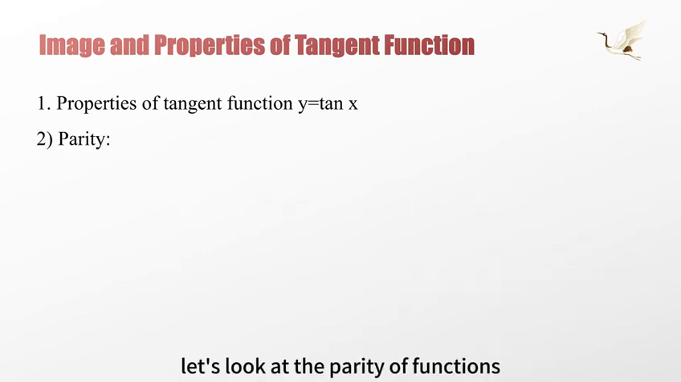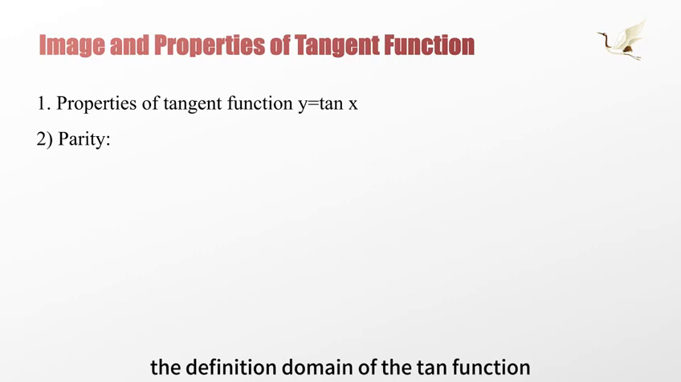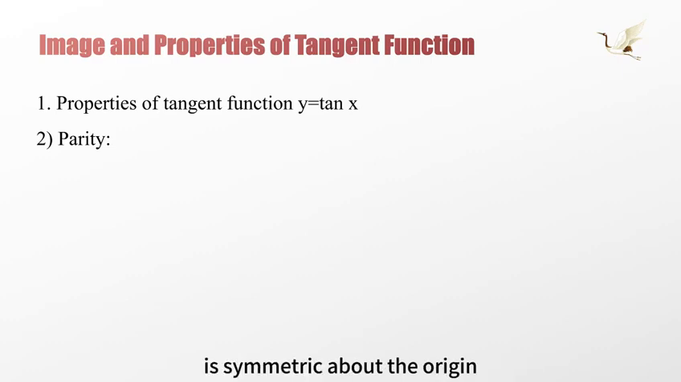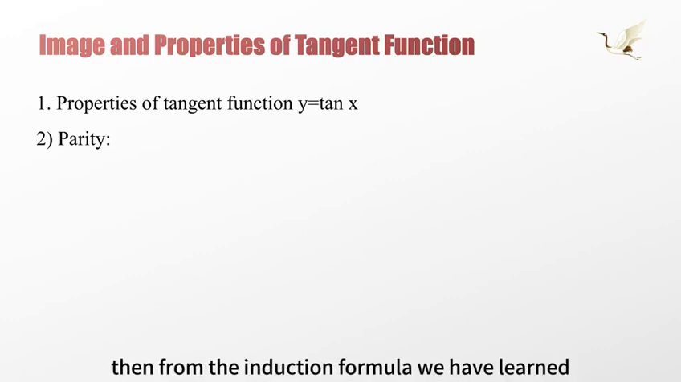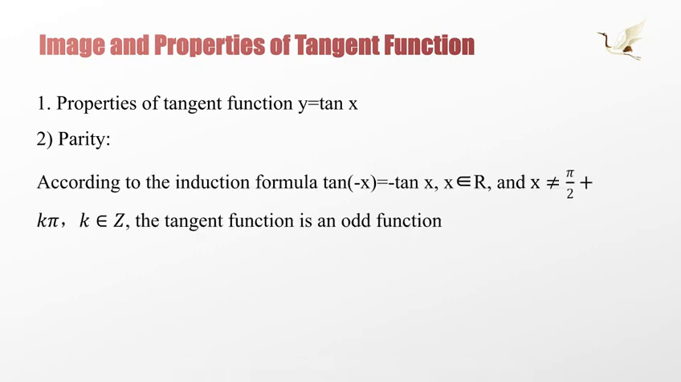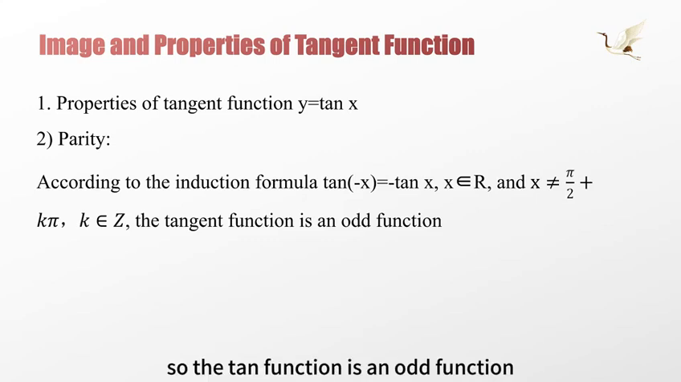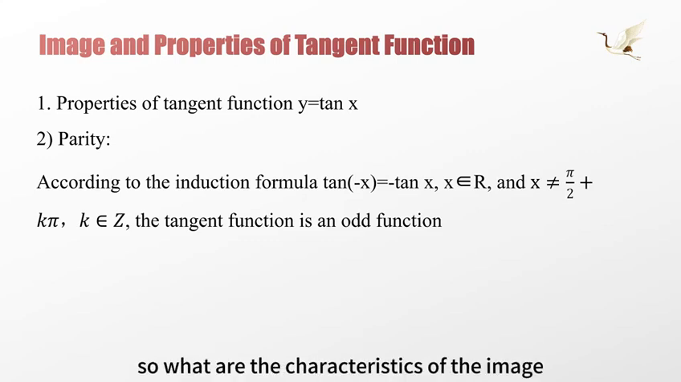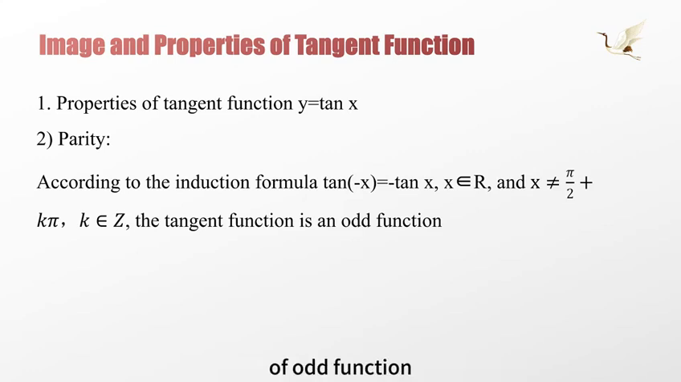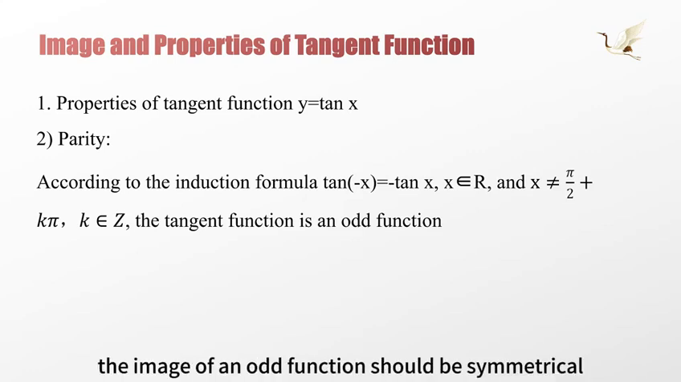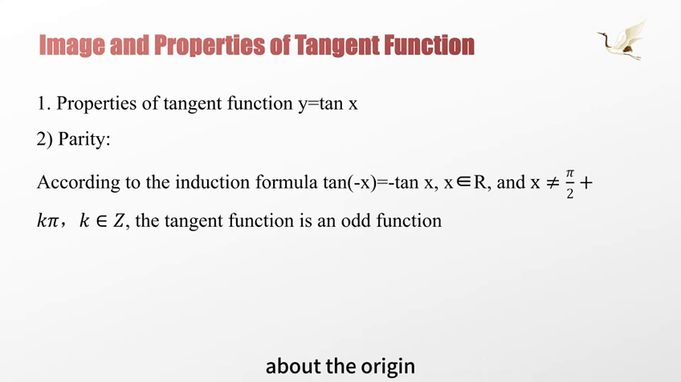Let's look at the parity of functions. The domain of the tangent function is symmetric about the origin. Then from the induction formulas we have learned, we can get the following conclusion. Tangent of negative x is equal to negative tangent x for every value of the domain. So the tangent function is an odd function. So what are the characteristics of the image of an odd function? The image of an odd function should be symmetrical about the origin.